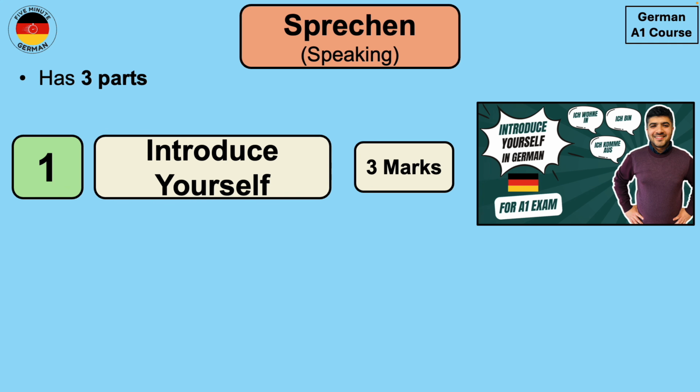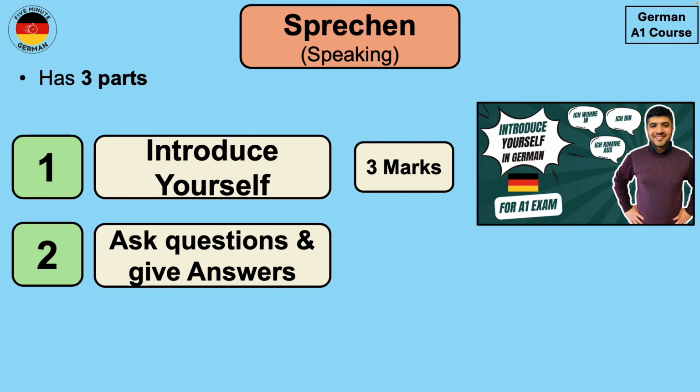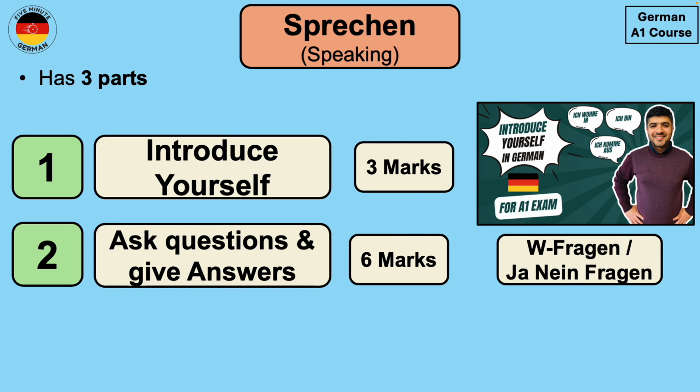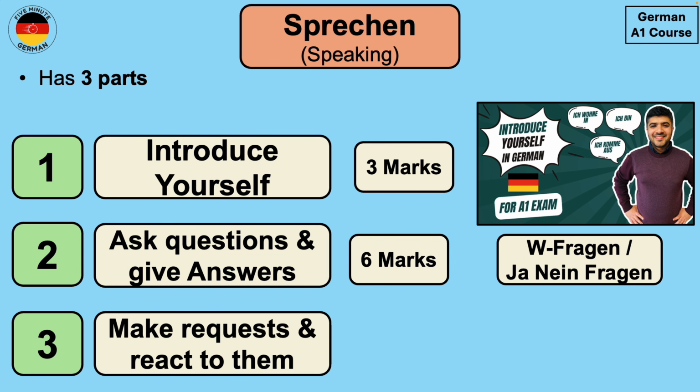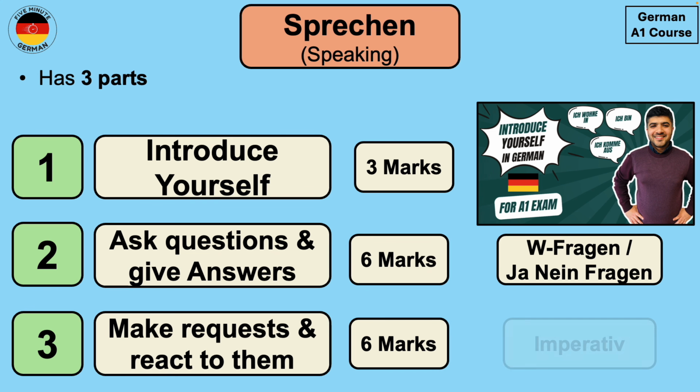The second part is to ask questions and give answers. This part is of 6 marks, and in this part you can make questions using Wer-Fragen or Ja-Nein-Fragen. Then the third part is to make requests and react to other people's requests. This is also of 6 marks. And in this part, you will use the imperative to make requests or commands or give orders.